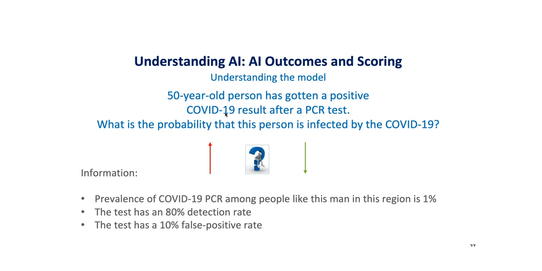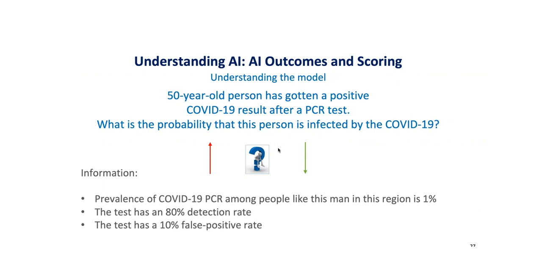Imagine we have a 50-year-old person who has gotten a positive COVID-19 result after a PCR test. The question is, what is the probability that this person is infected by COVID-19, knowing that he got a positive PCR test? Which kind of information do we have? The prevalence is 1% for this kind of people in this region. The test has a 90% detection rate, and a 10% false positive rate.